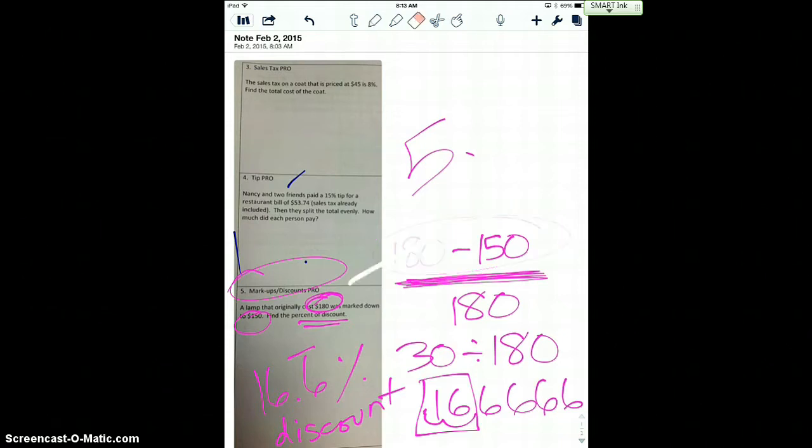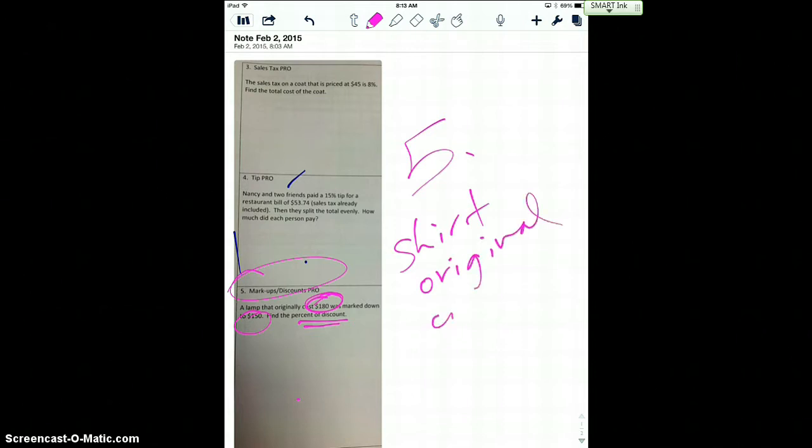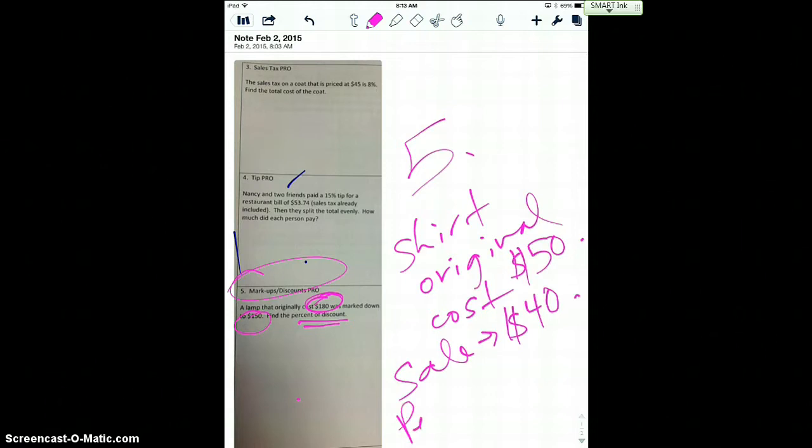Okay? All right, so your practice problem here is going to be, let's say, a shirt. Original cost is 50 bucks. Sale, it went down to 40 bucks. I want to know what's the percent discount. All right, so try it out.